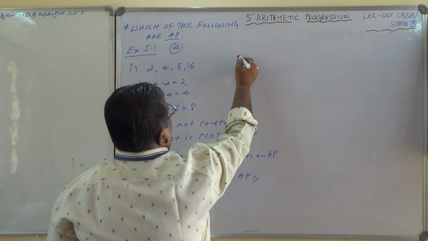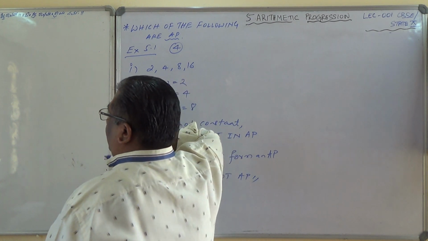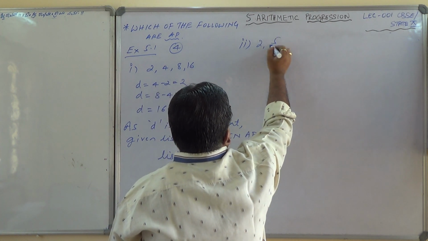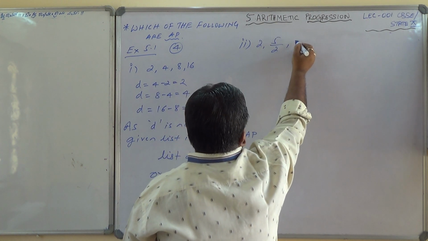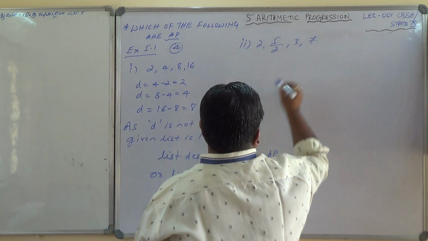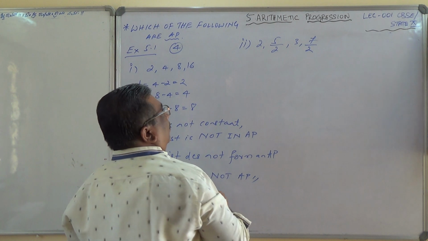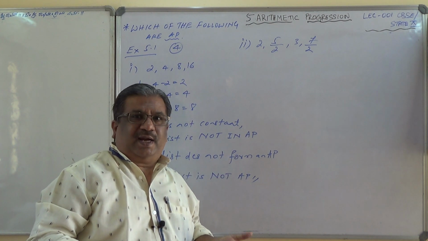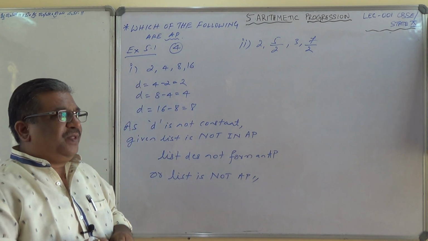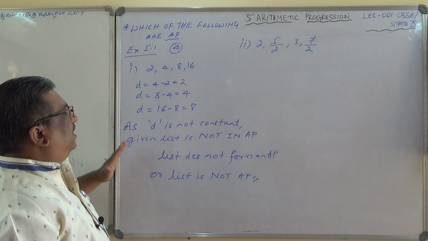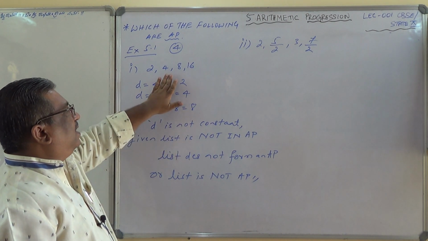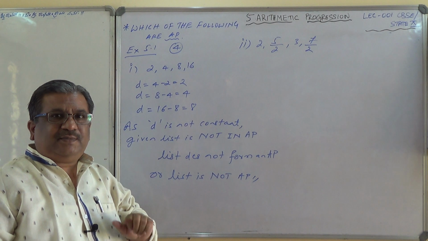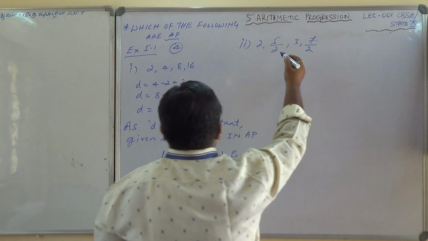Let me take the second one now. Out of this second one, given is 2, 5 divided by 2, 3, 7 by 2. This is how it is given. Let me check now. See, all the differences you have to check here. It is not that you will check only for 2 numbers and leave it and conclude it. No, it is not possible. Because in order to check whether these are in AP or not, I must confirm whether the common difference is constant for all the successive terms here. Do you understand? And therefore, let's see here now.